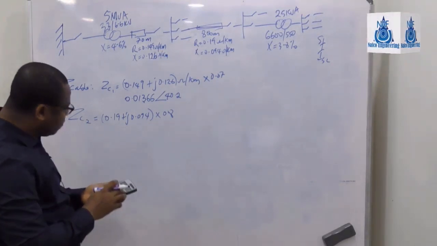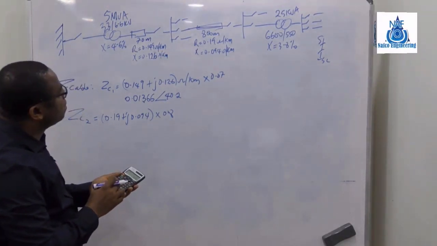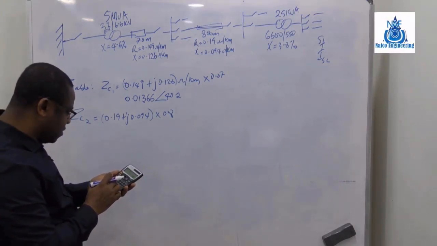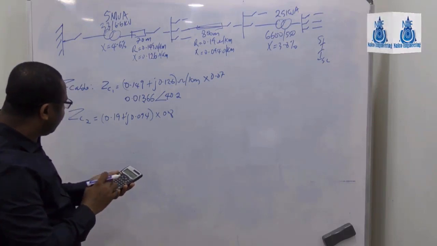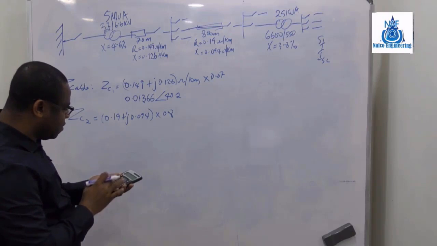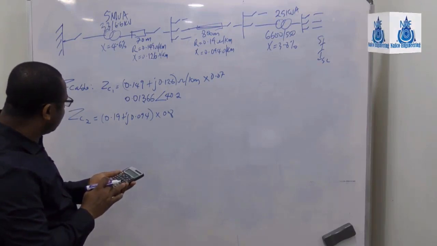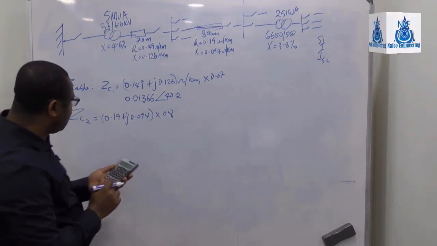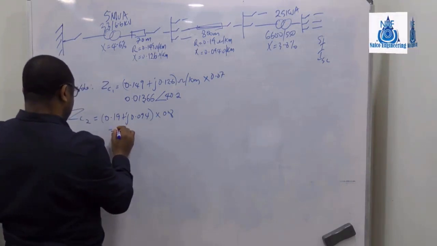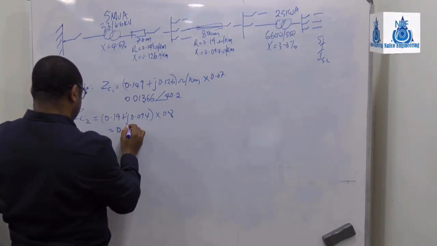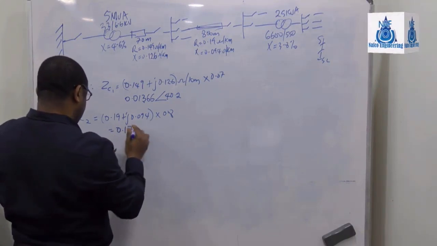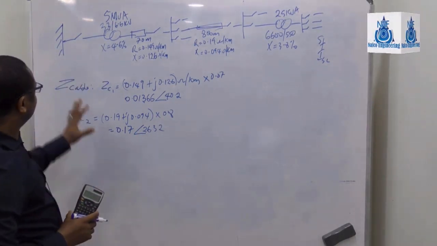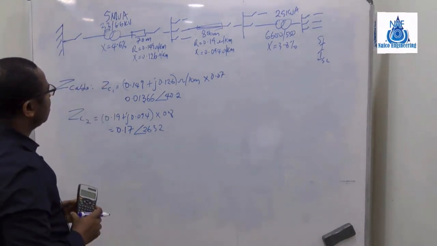Okay, but it's live. So 0.19 plus J 0.094 equals that times 0.8 equals that. So this will give you 0.17 with an angle of 26.32. Okay, so this is the impedance of the cable.